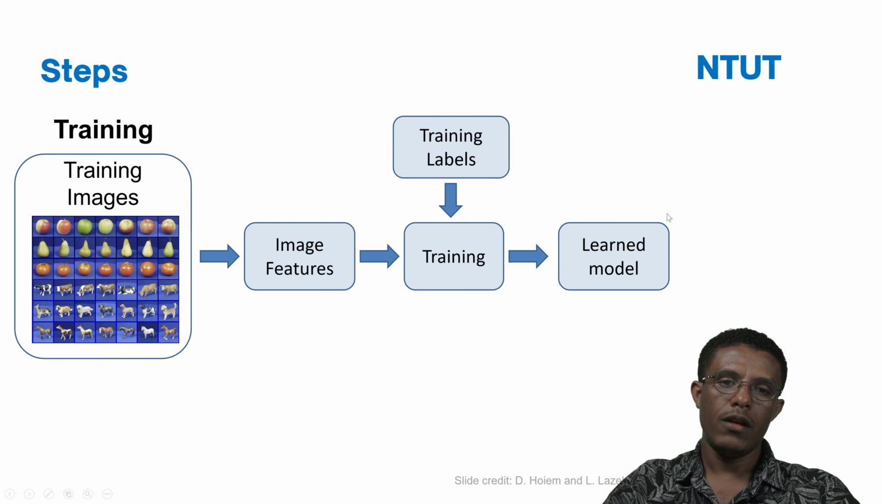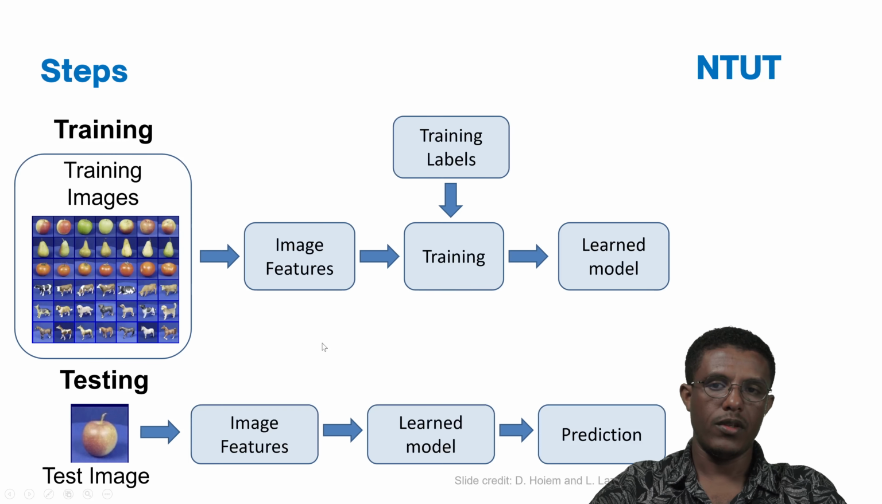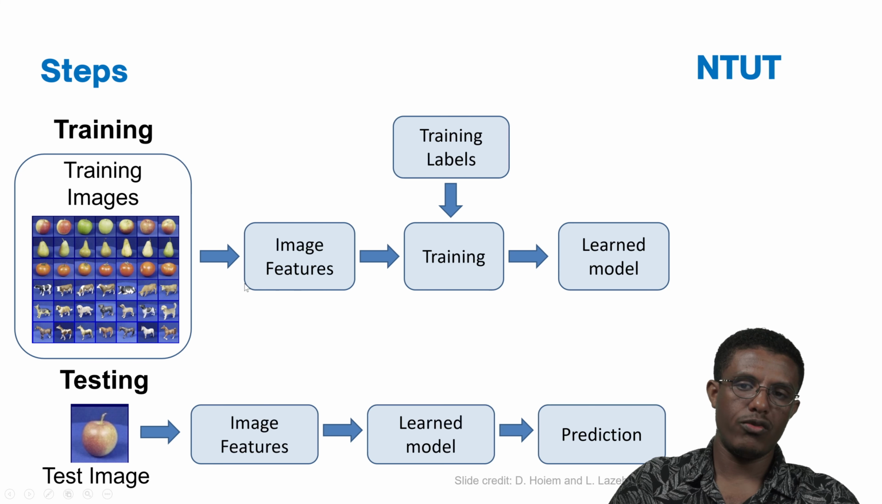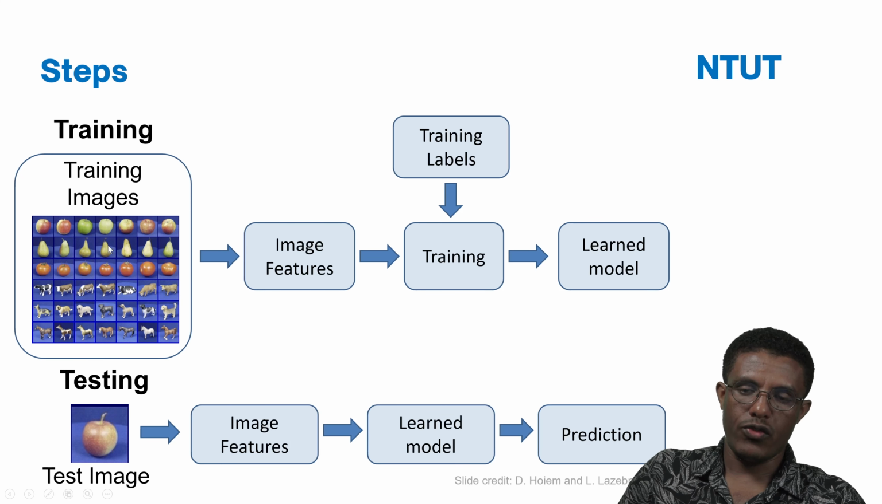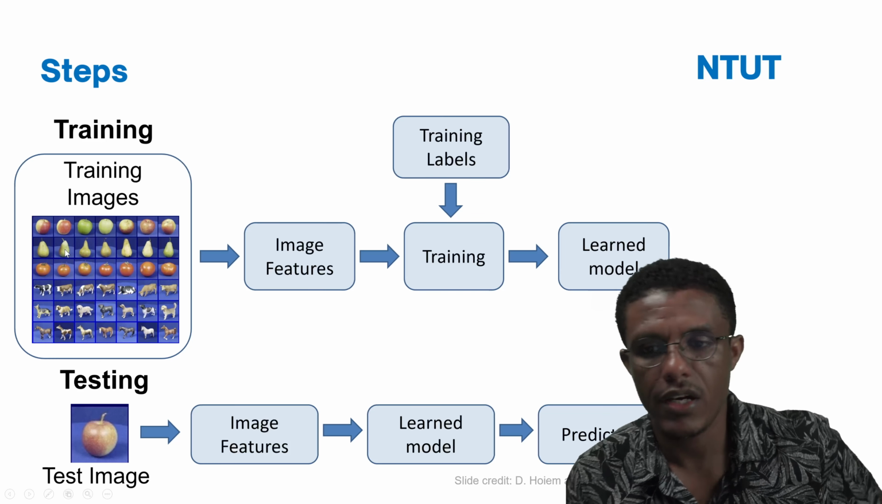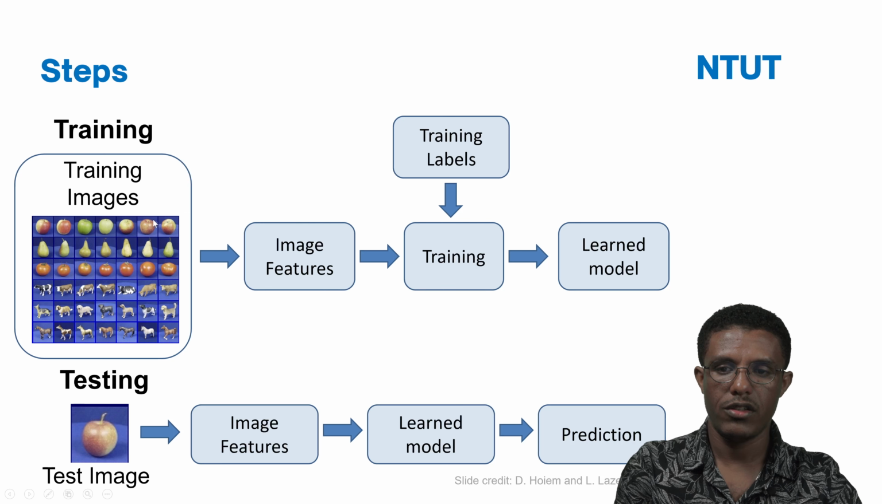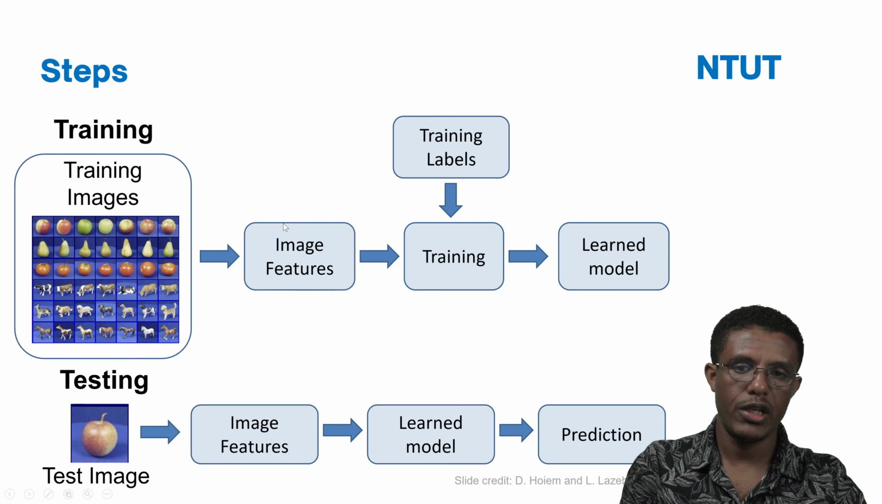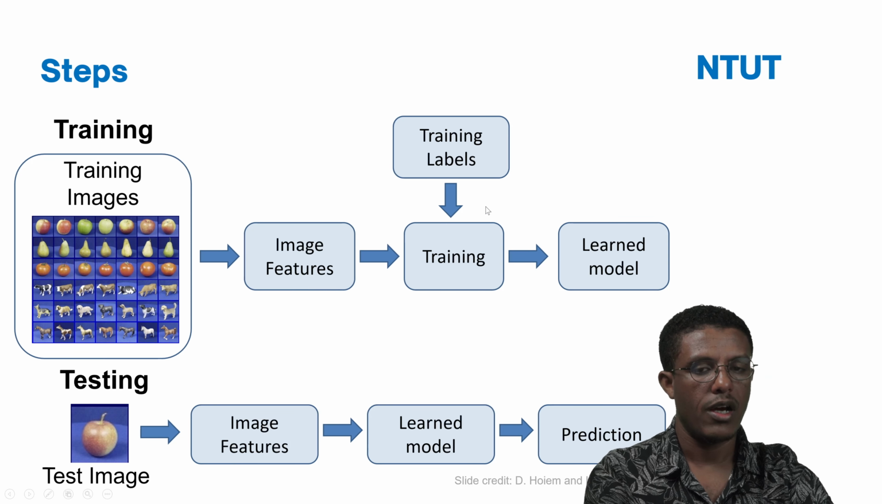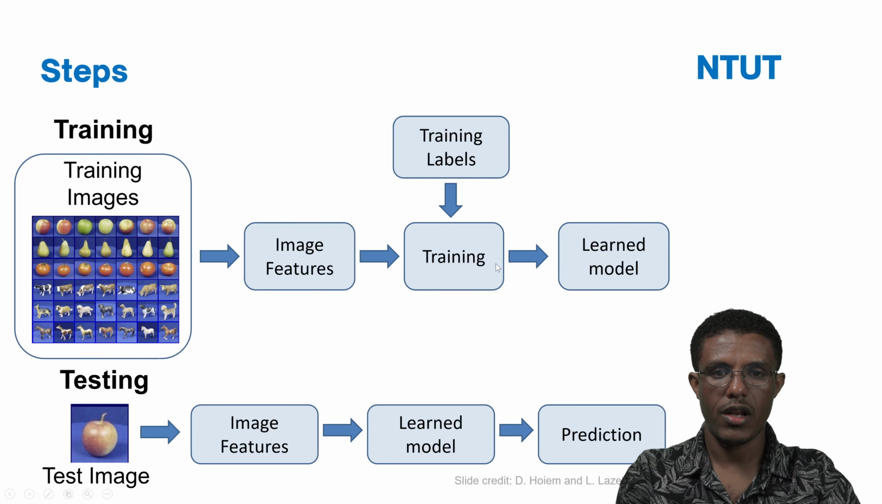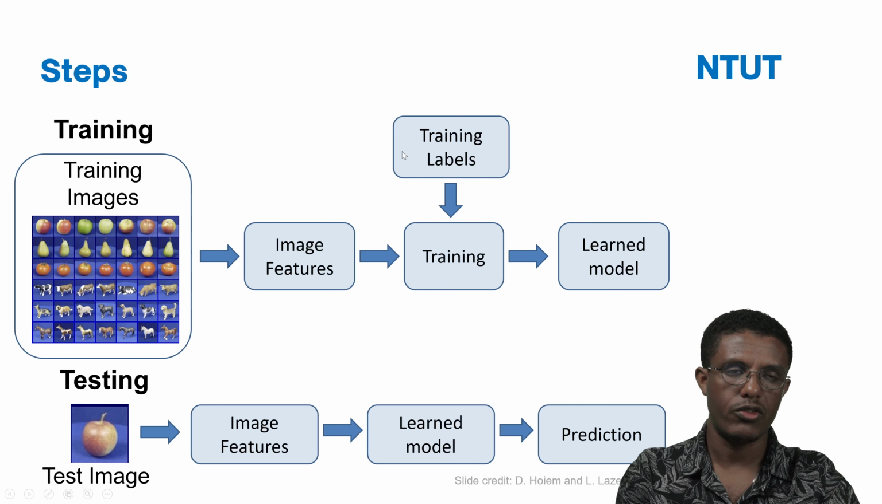These are the steps that show the general framework of a machine learning algorithm. For example, here there are different types of training data, or training images. There are different animals and different fruits here. And then this is the training data and the image features. So there are different image features here. And then we train the algorithm. Let's say we have an algorithm. In addition to this, we are also giving it the training labels.